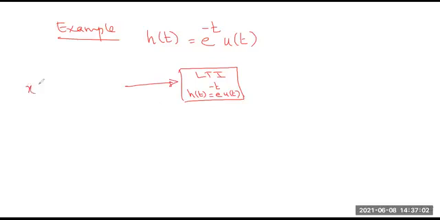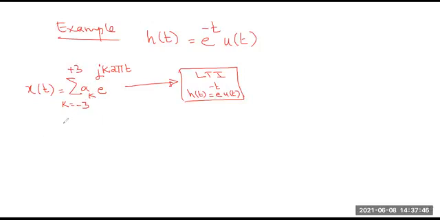The input that is given to this system is represented in a Fourier series representation, a_k e raised to power j k 2 pi t, such that k is from -3 to +3.